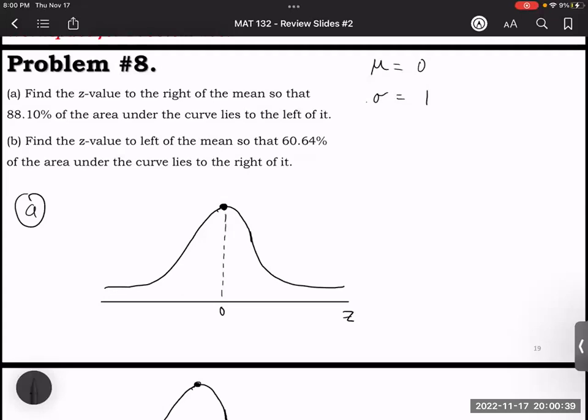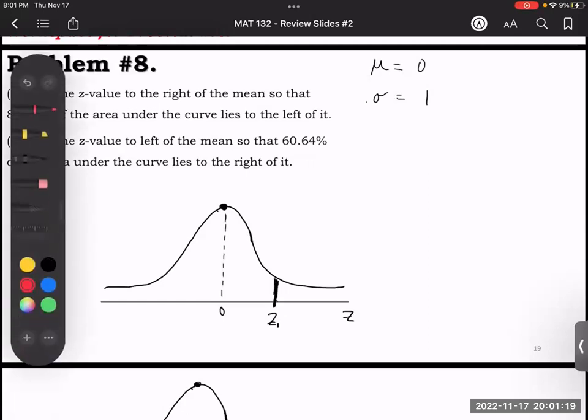So if the mean is exactly 0, then your z-value has to be to the right of it. Now, let's call this z1. If my z-value is to the right of that mean, is the z-value going to be a positive number or a negative number? Yeah, it has to be a positive. You think about your number line, it has to be a positive value. Okay, now let's make sense of the percentage. It says 88.10% of the area under this curve lies to the left of it. So if this is z1, this location, then the area to its left will be this shaded region.